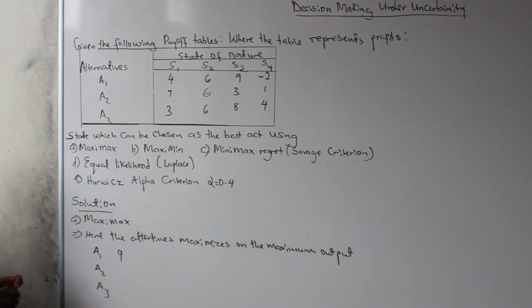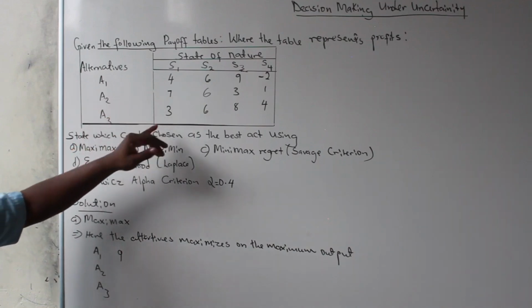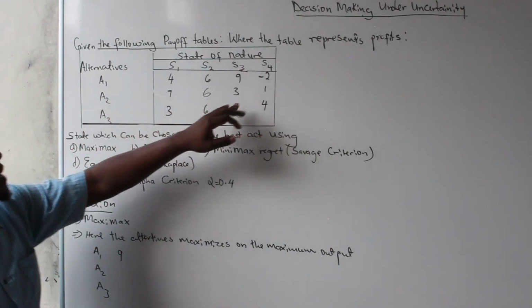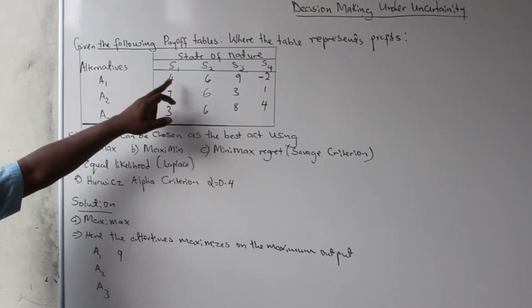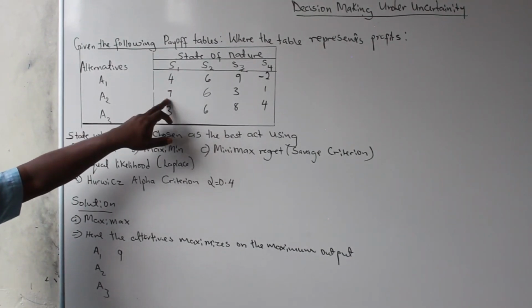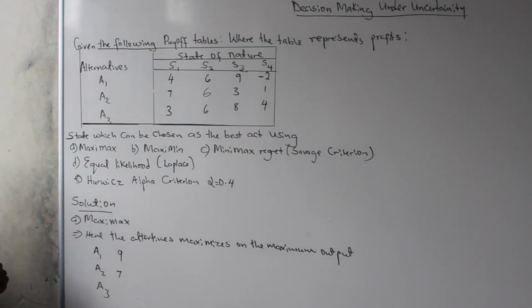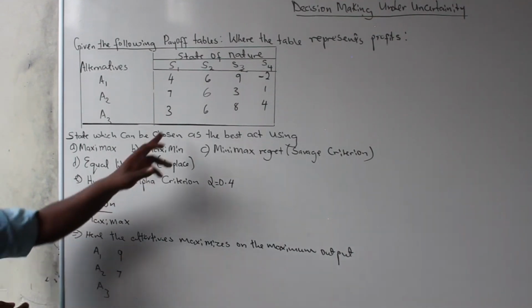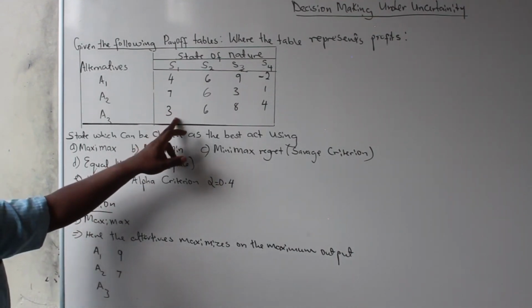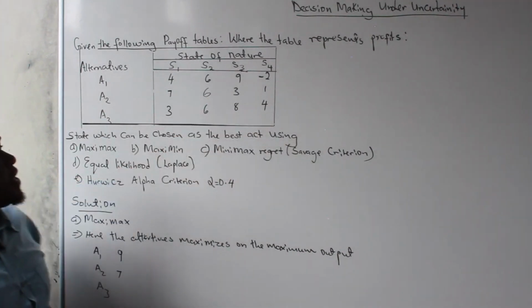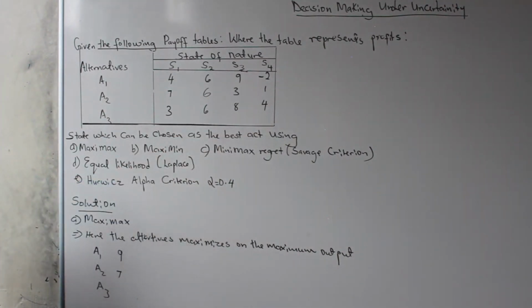Then A2, a similar process applies. We have under S1, S2, S3, and S4, the maximum payoff under the state of nature S1, which is 7. Under A3, we have 3, 6, 8, and 4. The maximum there is 8.